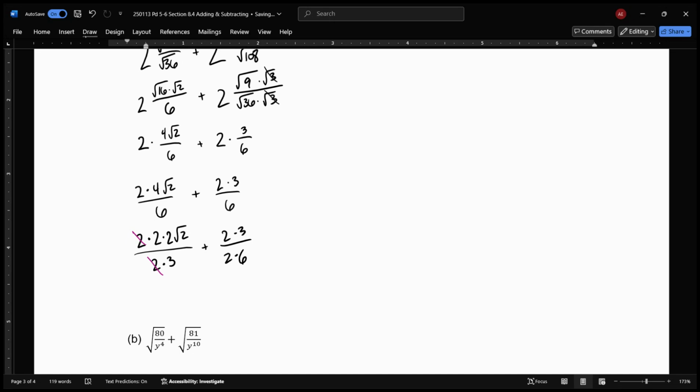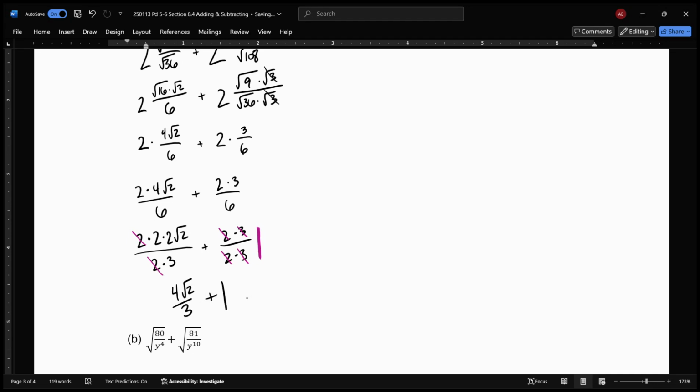Here, of course I messed up. 6 is 2 times 3. I thought I switched to the eraser. This 6 is 2 times 3. Silly. So now the 2 reduces with the 2. The 3 reduces with the 3. What's left? That's all 1. Alright, folks. So then we end up with 4 square root of 2 over 3 plus 1.